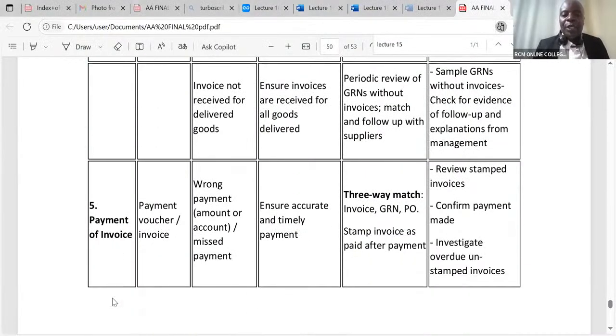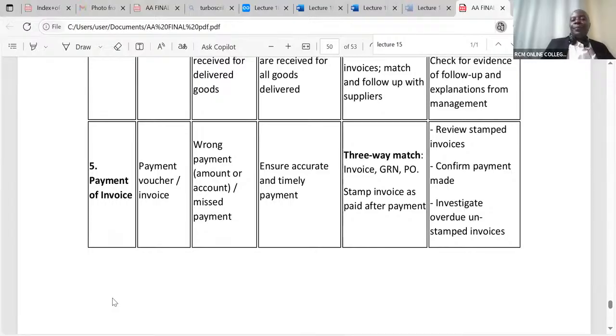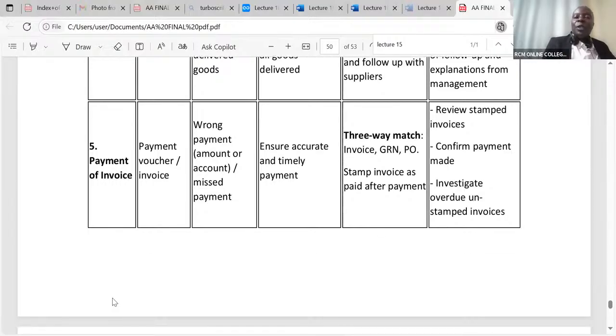Now, after that, ladies and gentlemen, we have number 5, the last step, which is payment of invoice. Of course, I will pay this by raising a payment voucher against an invoice. So I need this. What could go wrong? Wrong payment, amount or account, or even a missed payment. So the control activities objective will be to ensure accurate and timely payment.